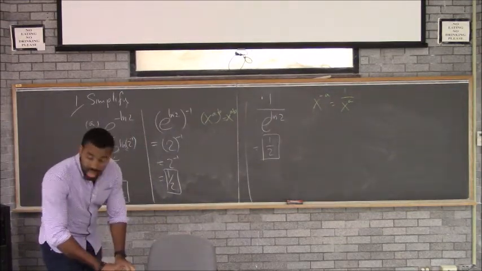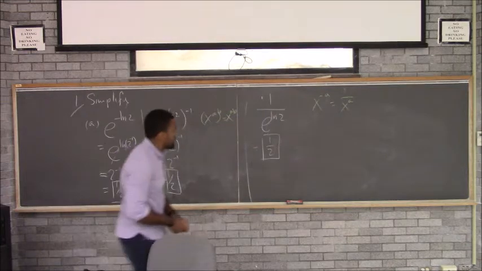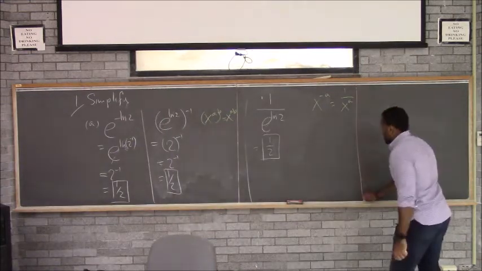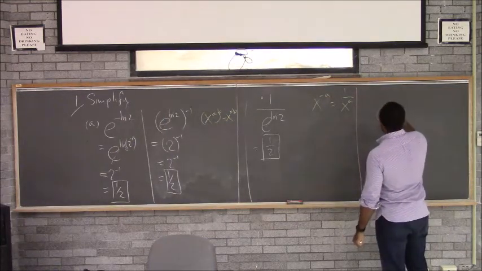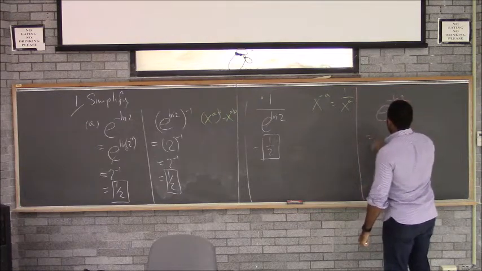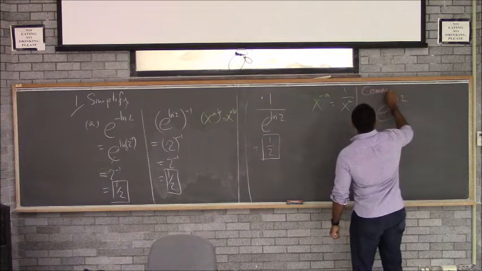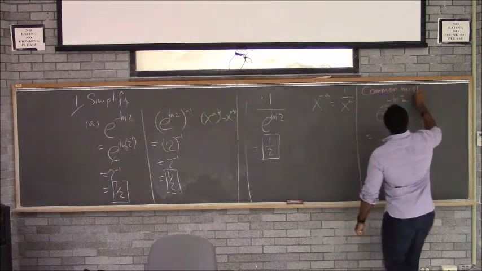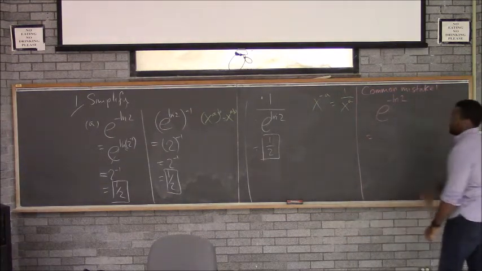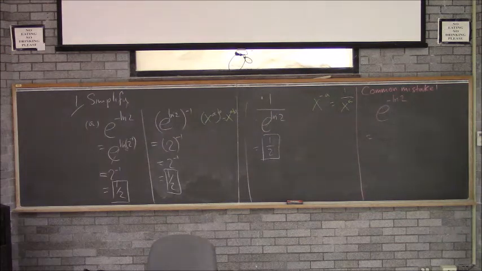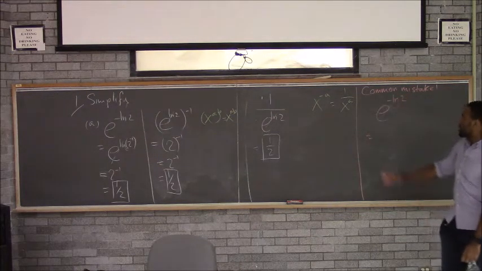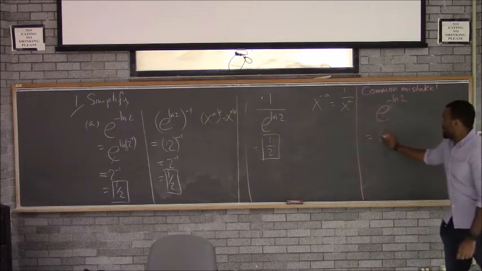I will mention a common mistake that I've seen with these guys in the past was someone doing something like this. So let me preface this with common mistake. Okay. So they're seeing this and they say, oh, well, the e and the ln cancel each other, right? And so I'm left with a negative 2.